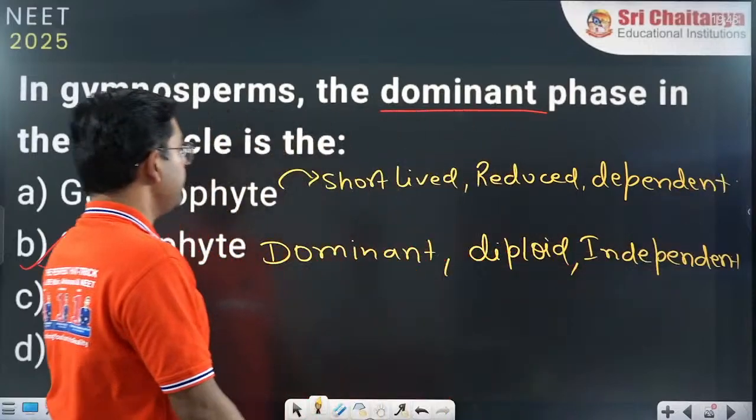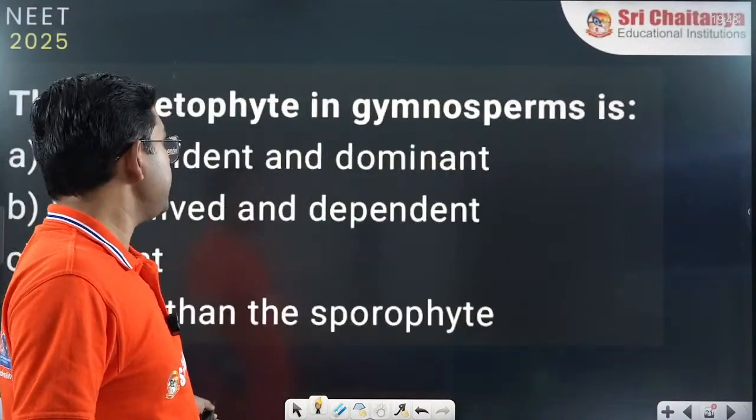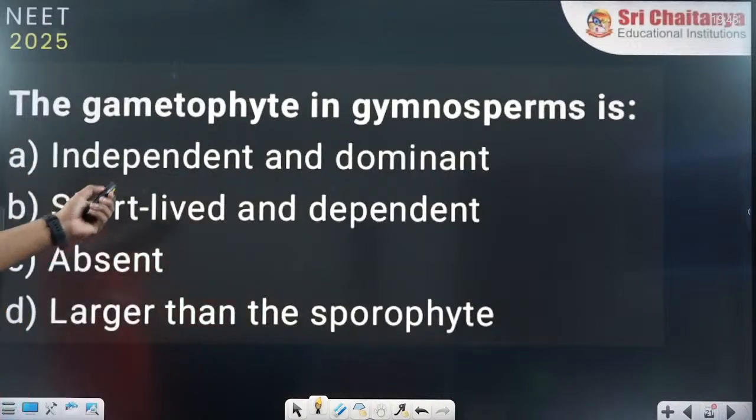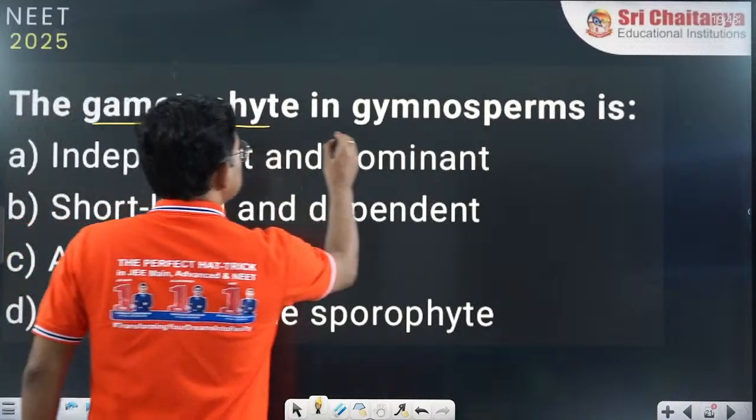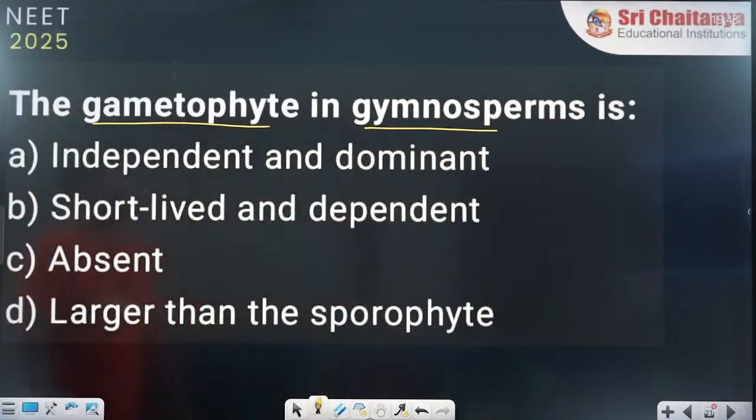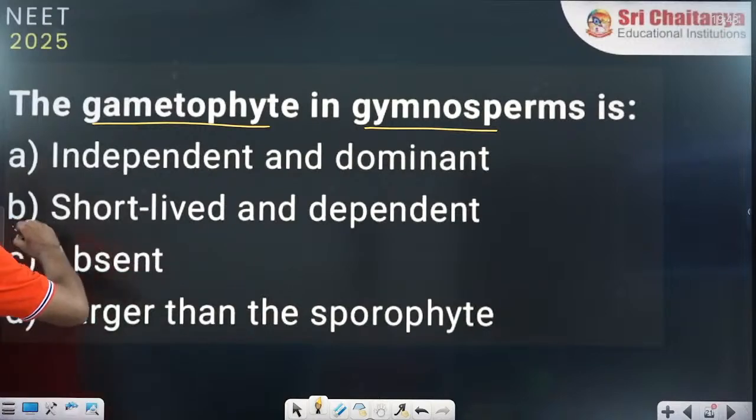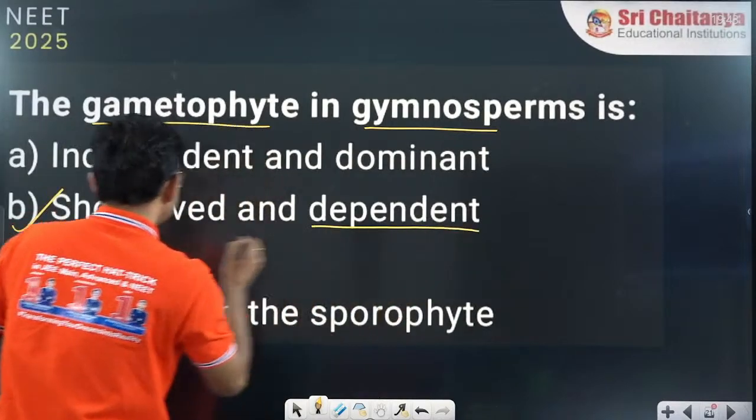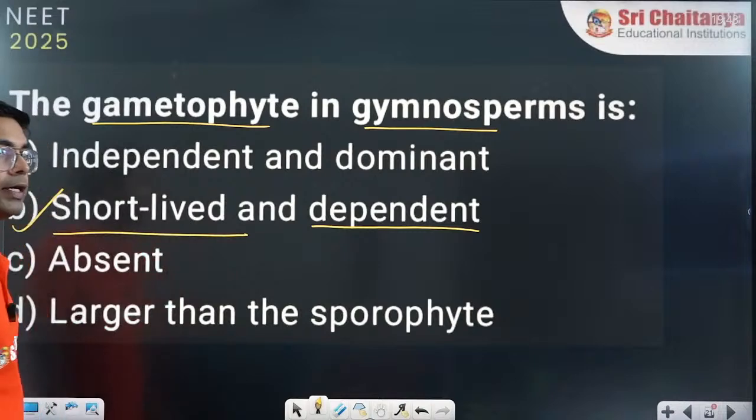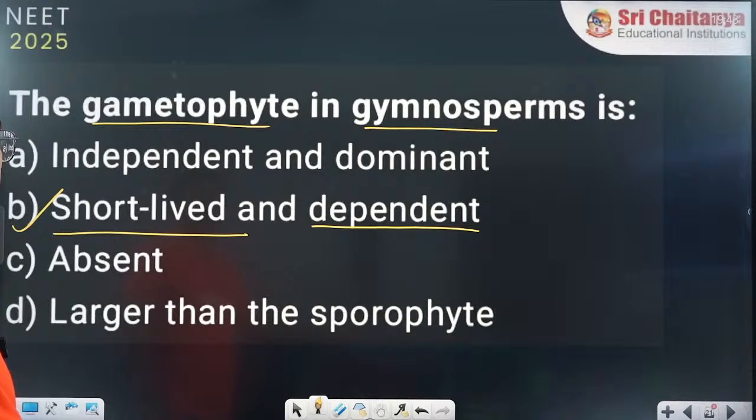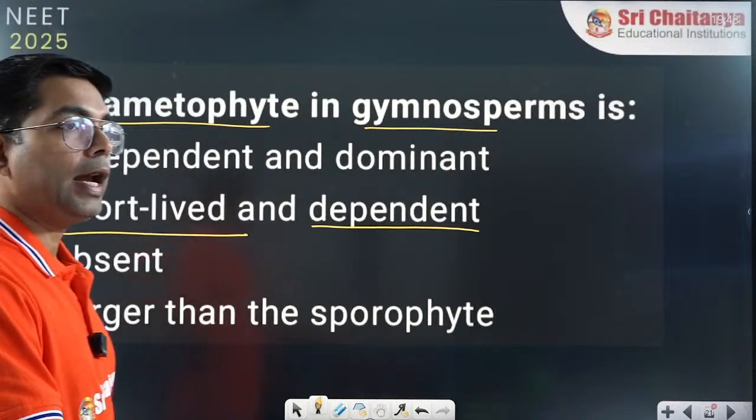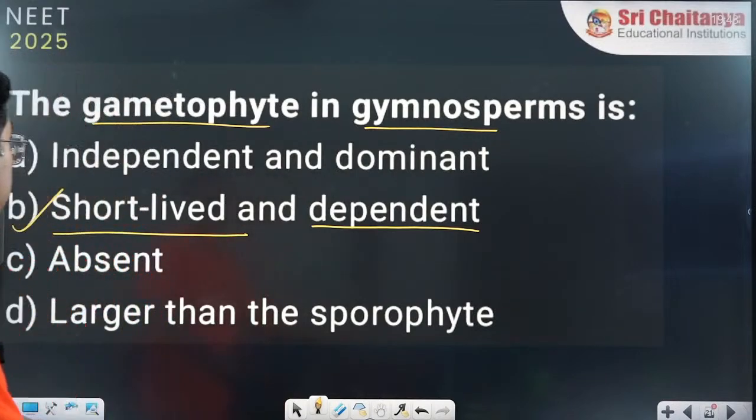It is dependent. Now next question, get ready. The gametophyte in gymnosperm is, I have written that, no problem. The gametophyte is short-lived and dependent. Very good.